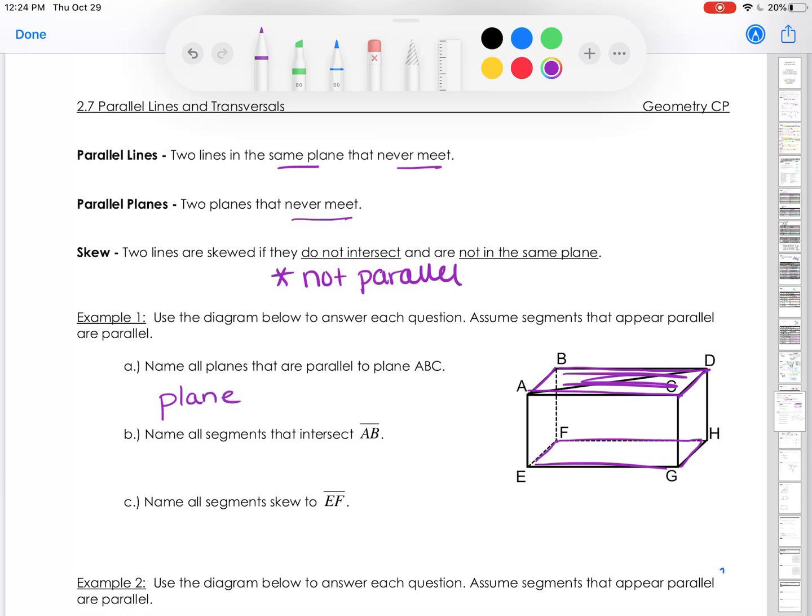So that could be plane, and we can name this a few ways. Just pick any 3 letters from that bottom layer. So EFG, FHG, EGH, something along those lines.